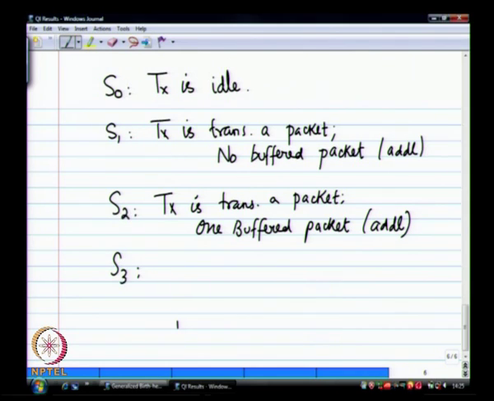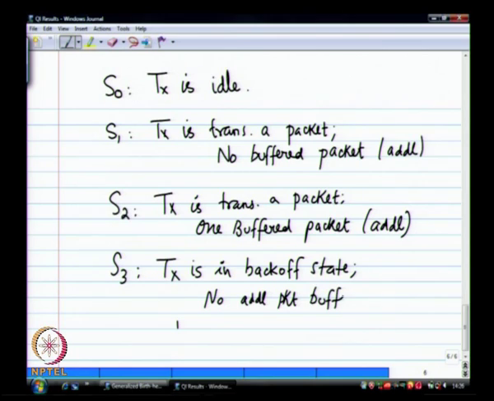Okay. So in every slot, the transmitter can be in one of these states, either sending, or simply sitting in back off even though there is a packet to be sent, or idle because there is no packet to be sent. So S3 is a transmitter in back off state, with no additional packet buffered. And S4 is ditto as S3, except there is one packet buffered.